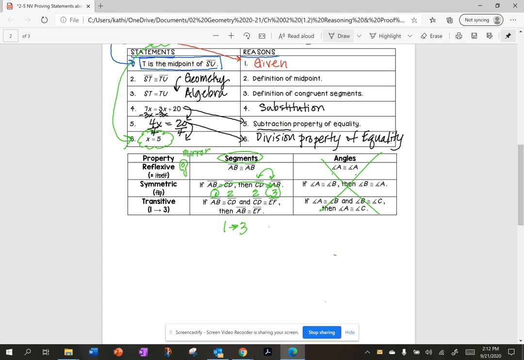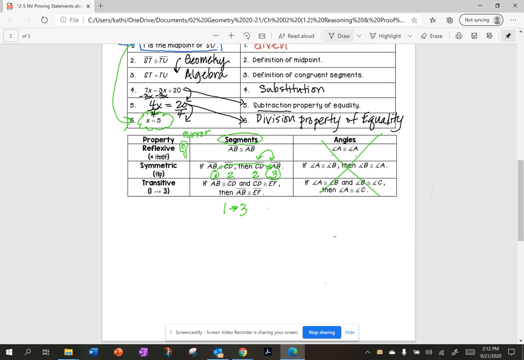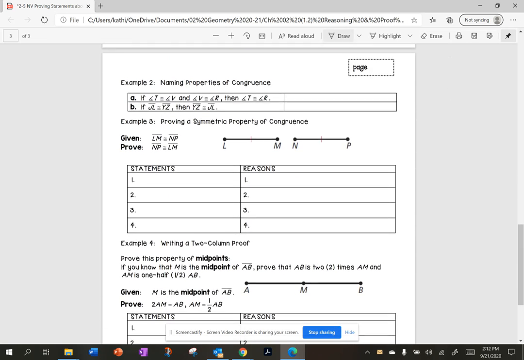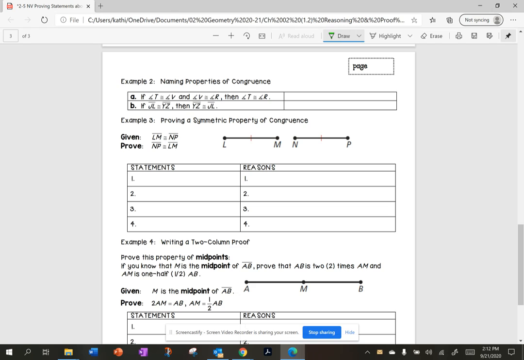All right, so let me check. Do we understand reflexive, symmetric, and transitive? Let's do an example here. All right, the first one is using angles, and we haven't quite covered that yet, but I think we can still understand the concept. So if I'm saying angle T is congruent to angle V, and angle V is congruent to angle R, then angle T is congruent to angle R. So I'm seeing a 1 to a 2, 2 to a 3, and a 1 to 3. So we call that the transitive property.